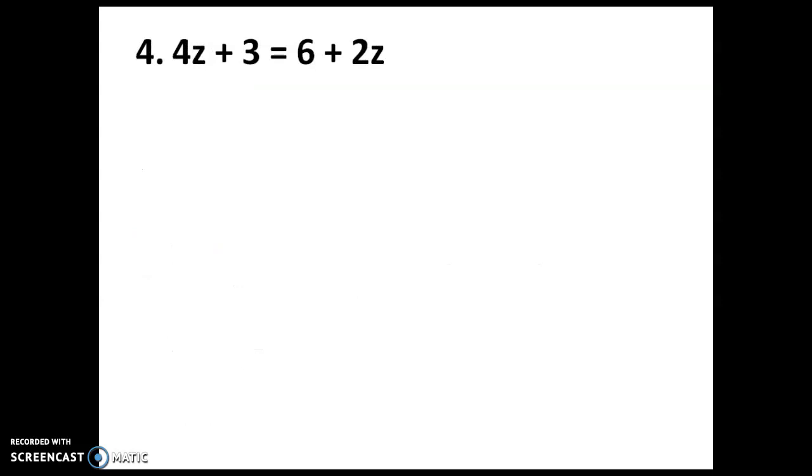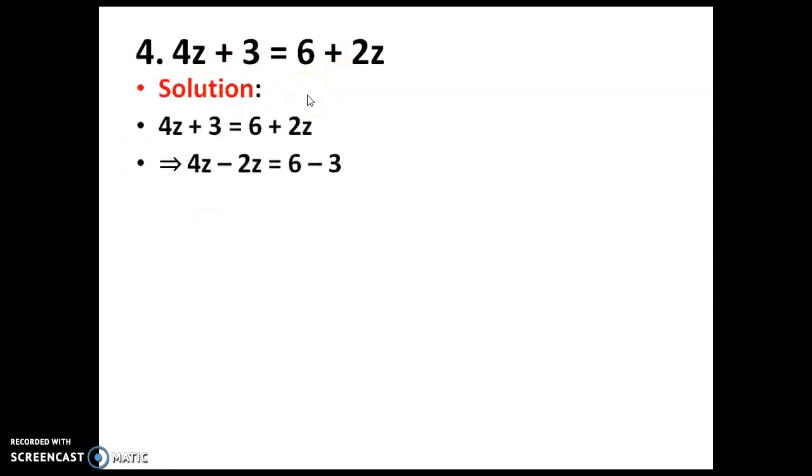Then the fourth problem: 4z plus 3 equal to 6 plus 2z. In the same way, we have to bring the variables to one side and constants to the other side. So we are bringing the variable to the LHS: 4z minus 2z equal to 6 minus 3. So 2z is equal to 3, z is equal to 3 by 2.